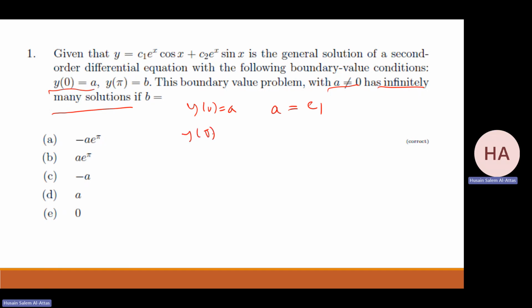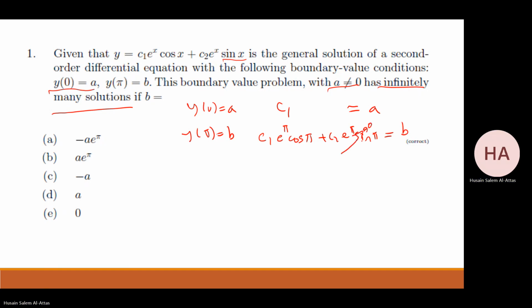y at pi equal B. I have what? Yeah, sine 0 is 0. So this is gone. Cosine 0 is 1. e to the power 0 is 1. So C1 equal A. Okay. Now y at pi equal B. Substitute. I have what? Let me do it. C1 e pi cosine pi plus C2 e pi sine pi. That should equal to B. This is 0. Here I have what? C1 e pi times minus 1 is equal to B.